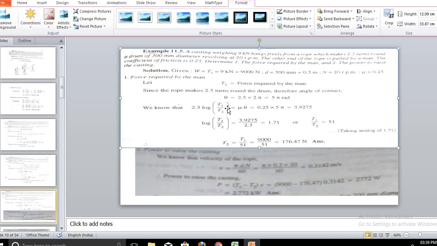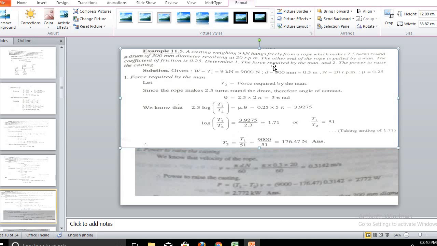So this theta is calculated like this. There are 2.5 turns around a drum, so 2.5 into 2 pi, which is 5 pi. This is theta. Mu is given as 0.25, and T1 is known to you. So the unknown is only T2. So this T2 we calculate as 176.47 Newton.